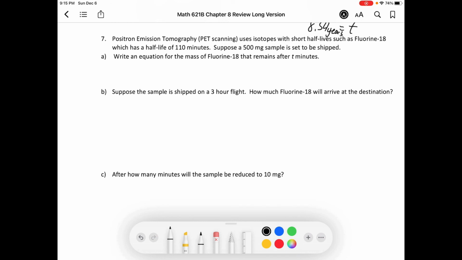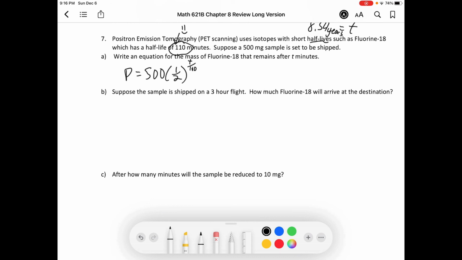Let's check this out. So the initial amount is 500. Okay. Anytime you see half-life, we're talking about a base of a half. T is unknown here. It's the number of minutes that pass. And the actual half-life, the amount of time, that's 110. So t over 110. I can head to my calculator and just work that through. No, I can't. I don't have enough information yet. In part B, I can work it through.